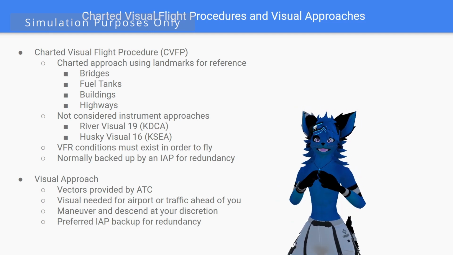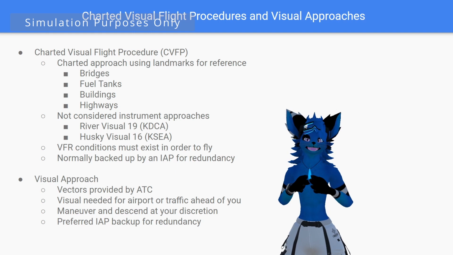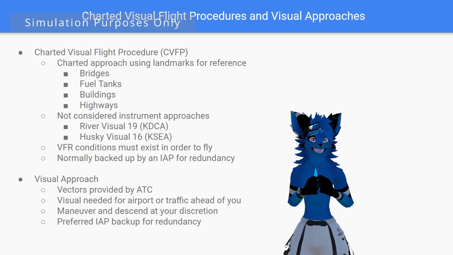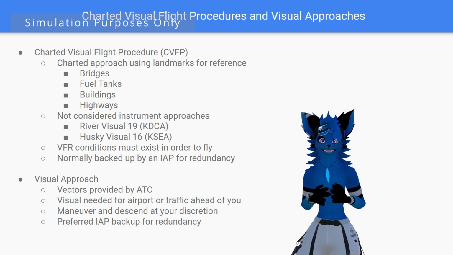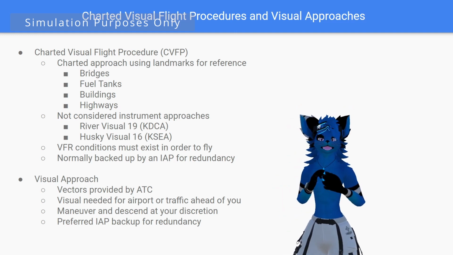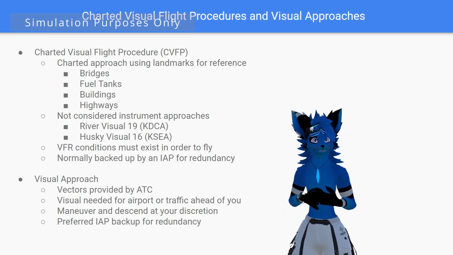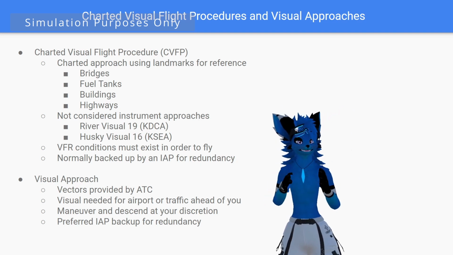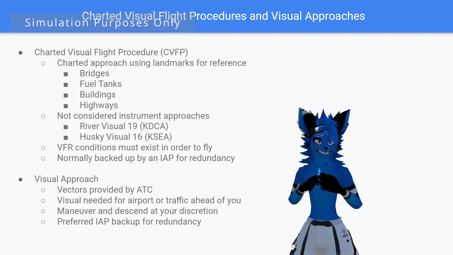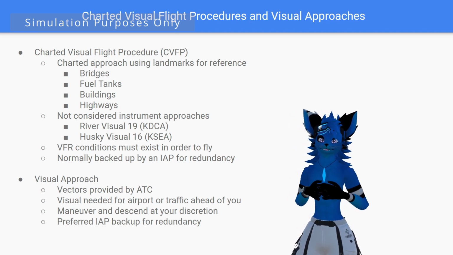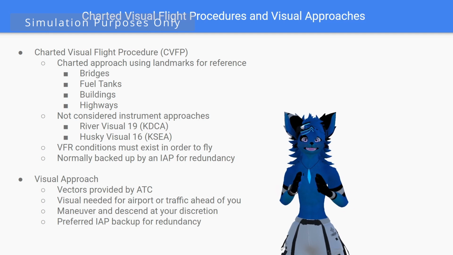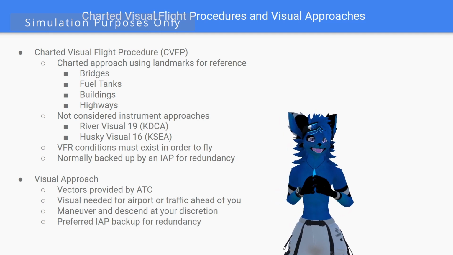Visual approaches are vectored approaches by ATC, meaning that the controllers are going to give you certain headings to fly until you're able to see the airport, and then they're going to clear you for the visual approach. So you will either need to see the airport you're going to be landing at or an airplane in front of you that you are going to follow. Once you are cleared for a visual approach, you can start to descend at your discretion to come in and land. And just like the charted visual flight approaches, you want to back that up with some kind of instrument approach just to keep yourself oriented.